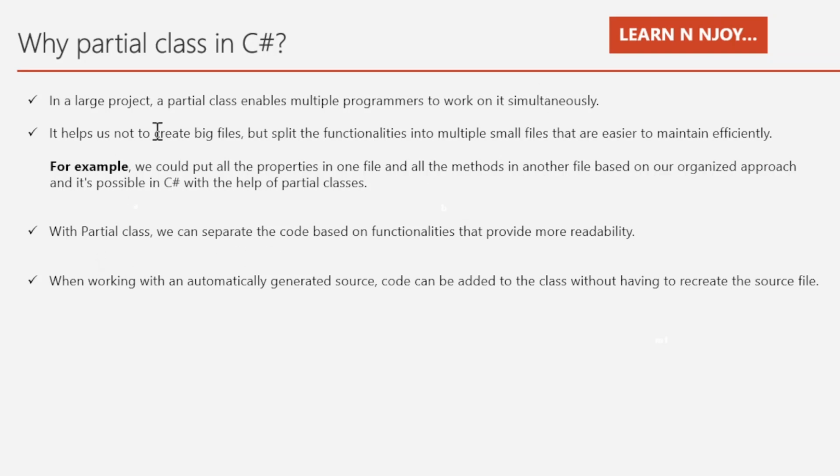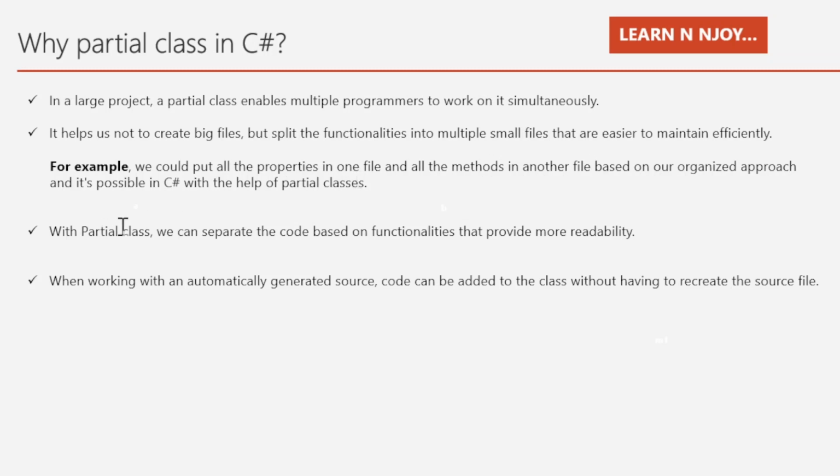Number 2, it helps us not to create big files, but to split the functionalities into multiple small files that are easier to maintain and handle efficiently. For example, let's say we could put all the properties in one file and all the methods in another file, based on our organized approach. And it's possible in C Sharp with the help of partial classes.